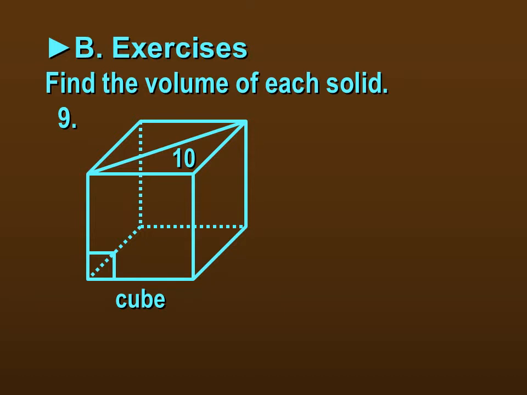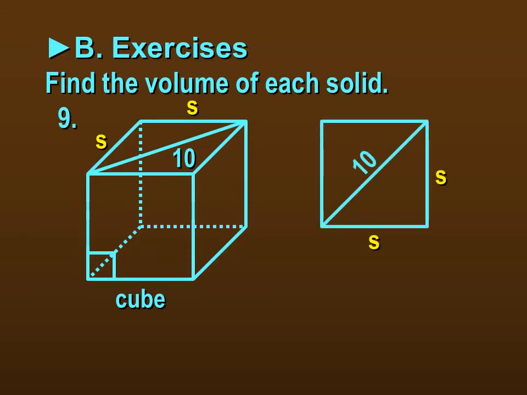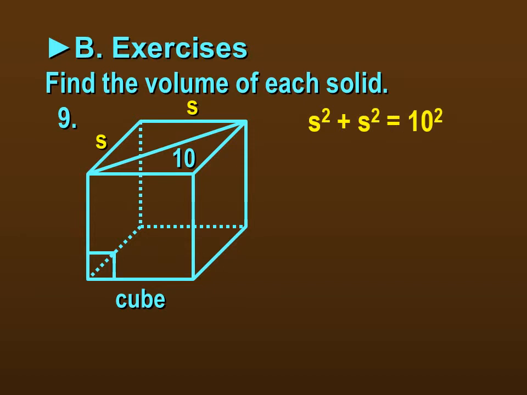All right, so number 9, they want us to find the volume of this cube, but they don't give us an edge. All they give us is a diagonal. Oh, goodness, okay? But remember, the diagonal is forming a right triangle because a cube is made up of squares, which means we can use the Pythagorean theorem. Because if you're looking at it on top, you'll notice that we have a triangle. So we're going to use s squared plus s squared is equal to 10 squared, since that diagonal makes up our hypotenuse of that triangle.